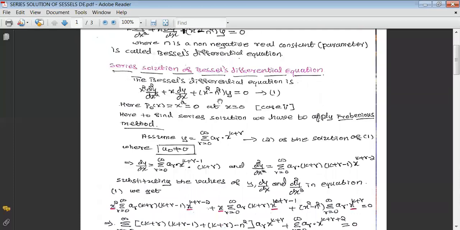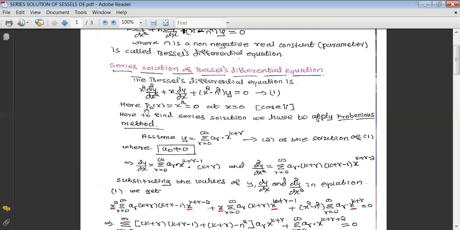Now, let us consider the Bessel's differential equation, which is given by x squared d squared y by dx squared plus x dy by dx plus (x squared minus n squared) y equals 0. Let us refer to it as equation 1. As we know, the series solution of any differential equation differs based on the value of p naught x, where p naught x in general is referred to as the coefficient of the highest derivative. In this case, the highest derivative is d squared y by dx squared and its coefficient is x squared.